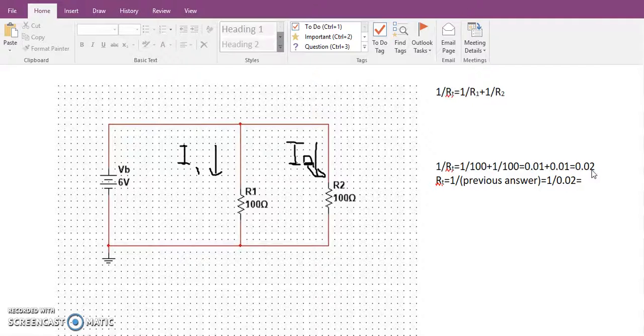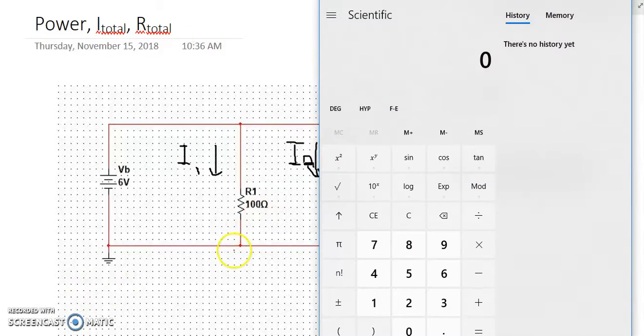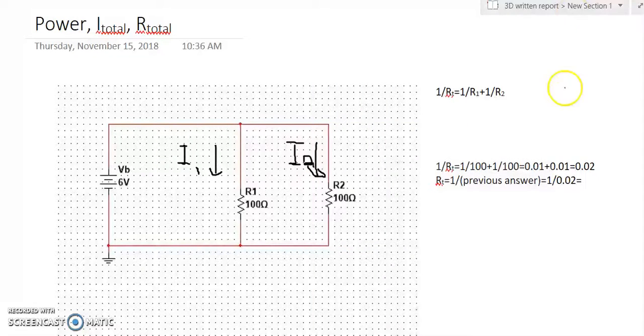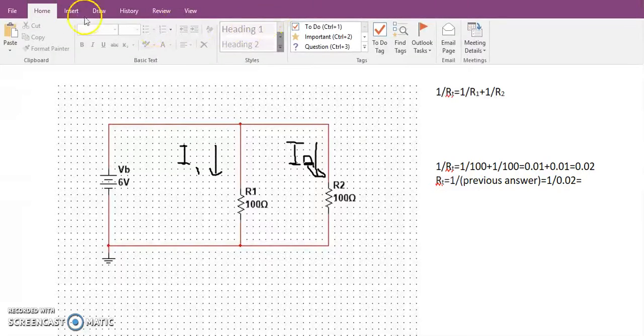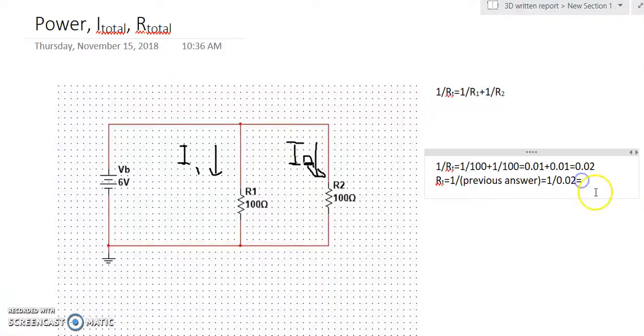The key is to understand that this number is not my final answer. This is just 1 over Rtotal. To find Rtotal, I need to divide 1 by the previous answer. So I'm going to go ahead and do that. So 1 divided by 0.02 equals 50. All right, let's put this in. This is 50 ohms.